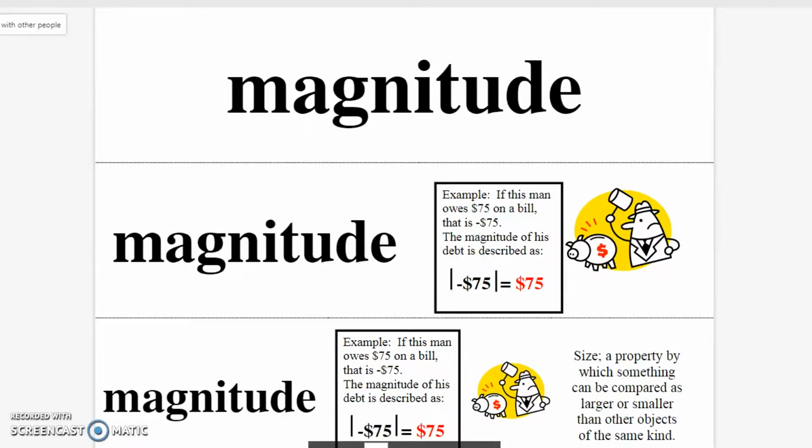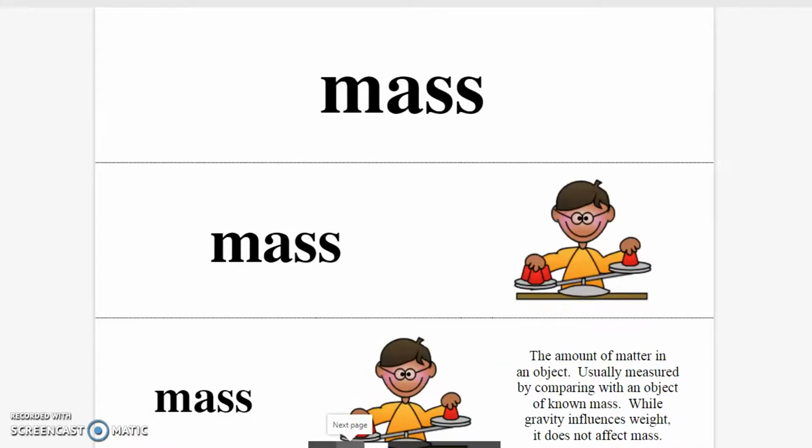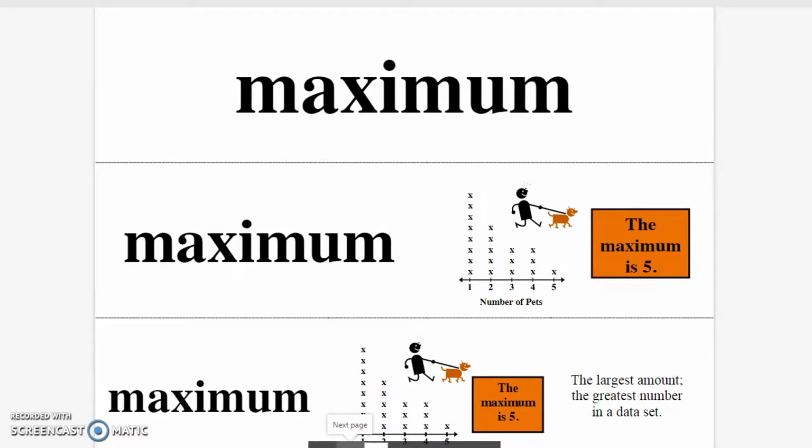Magnitude. A property by which something can be compared as larger or smaller than other objects of the same kind. Mass. The amount of matter in an object, usually measured by comparing an object of a known mass. Maximum. The largest amount, the largest number in a data set.